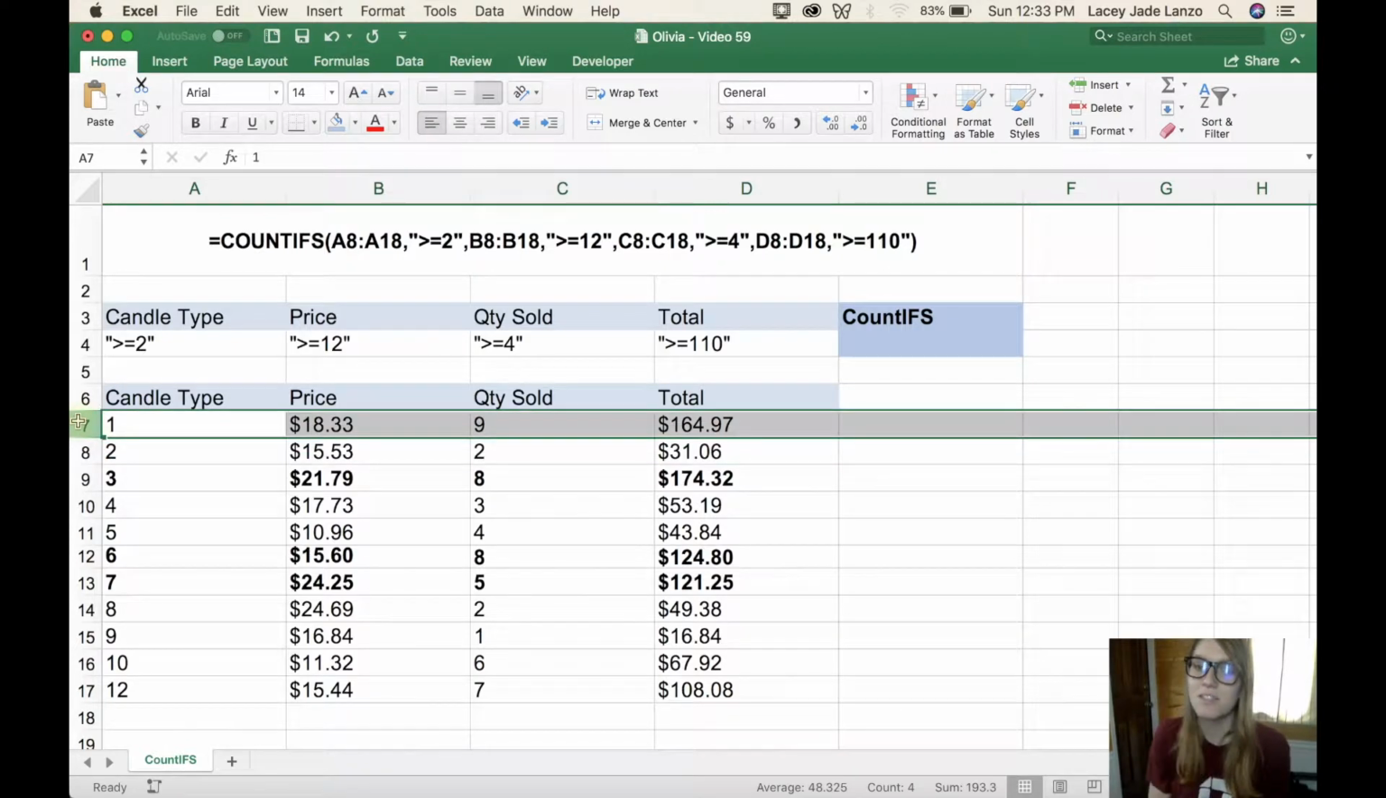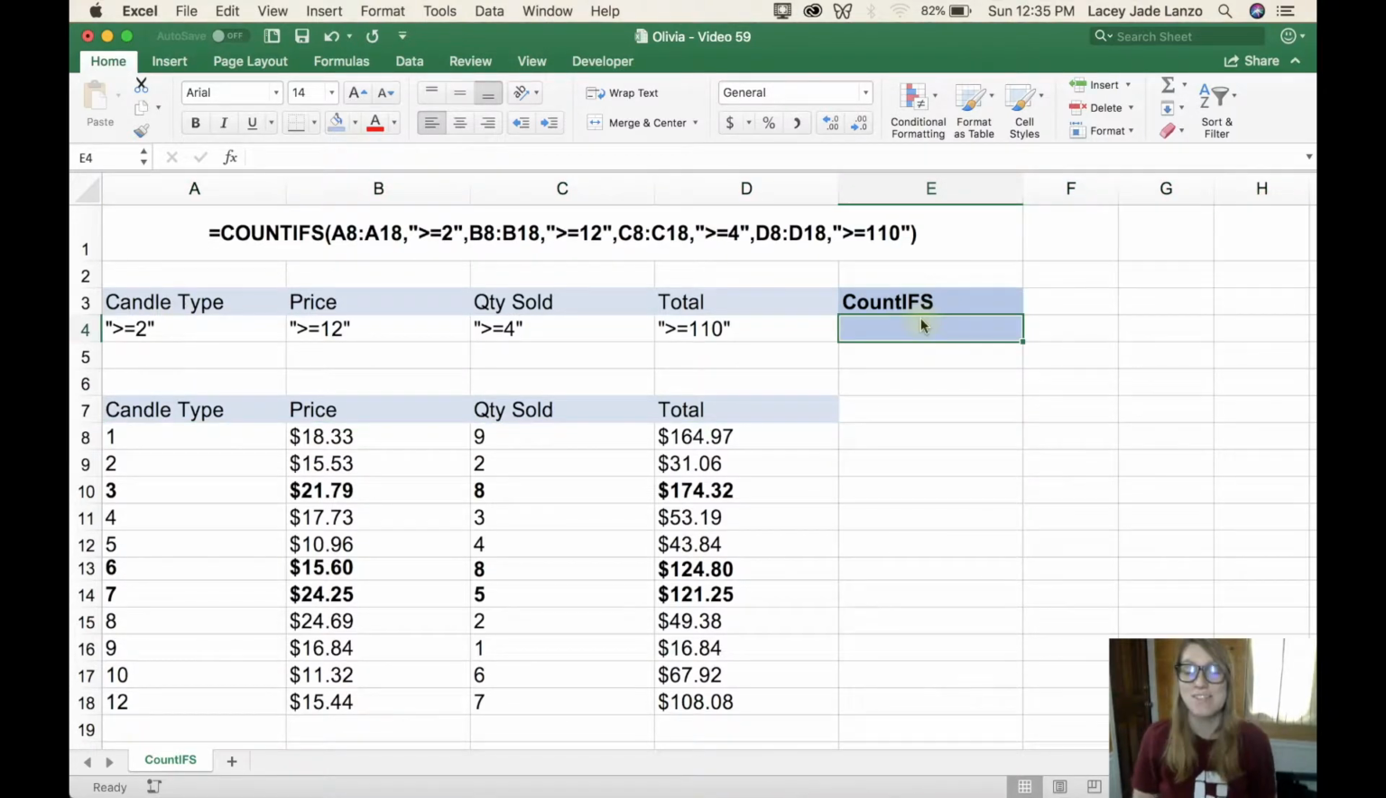And then this one is a great example of something that would be counted based on the price, the quantity sold, and the total sold at the end of the month. All of those say that it would be included, but the results will not include this row because it is not a candle type equal to or greater than 2. So all of these parameters are saying that a row should be counted if all of these parameters are met. It's a lot of parameters, but it's a really good example of how effective the COUNTIFS function can be.